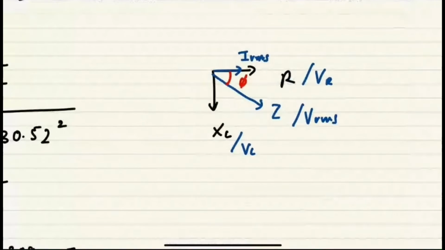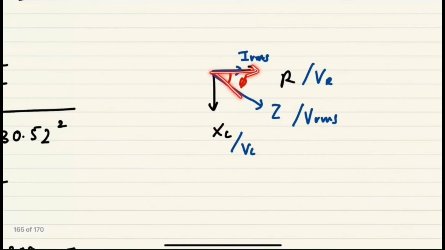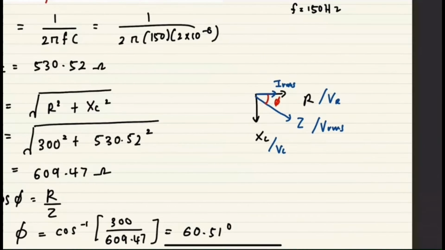So for this one, if you use cos, you will have adjacent, which is your R, over hypotenuse, Z. So that is R over Z. You can just use the formula, no need to draw. If you want to use sin or tangent, you have to draw. Okay, that works too, it's the same.